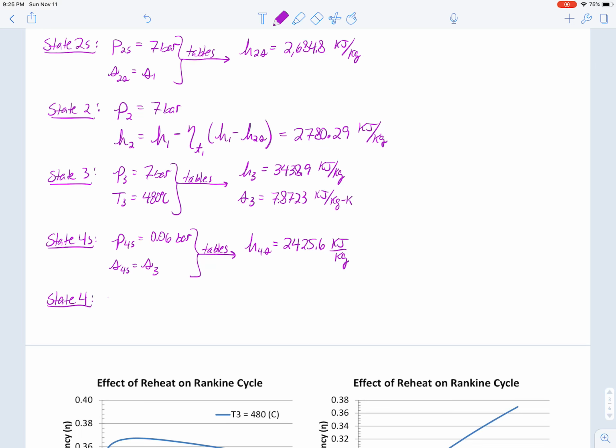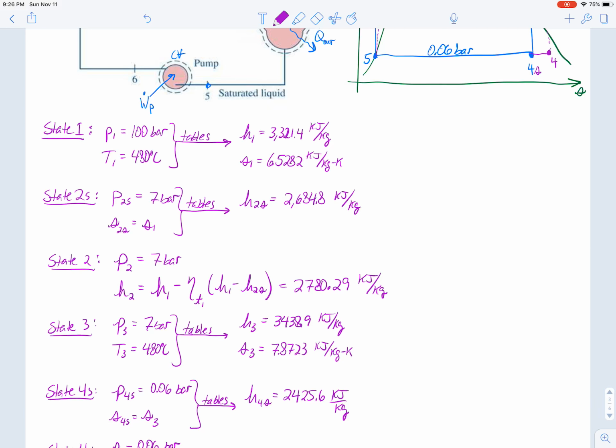Now I can find state 4. I know the pressure at state 4 is still 0.06 bar, and I can use the isentropic efficiency equation, knowing that's given in the problem, 85% for the turbines. And plugging and chugging, I get to 2,577.6 kilojoules per kilogram. Okay, I'm getting close at this point. I'm going to come up here and get some space.